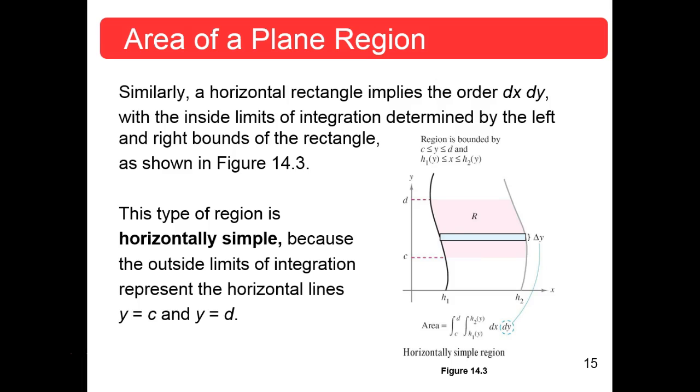Similarly, a horizontal rectangle implies the order dx dy, with the inside limits of integration determined by the left and right bounds of the rectangle. That is horizontally simple because the outside limits of integration represent the horizontal lines, from y equals c to y equals d.